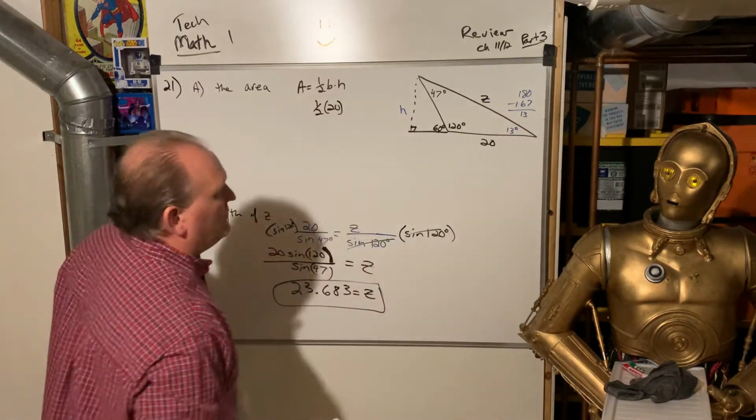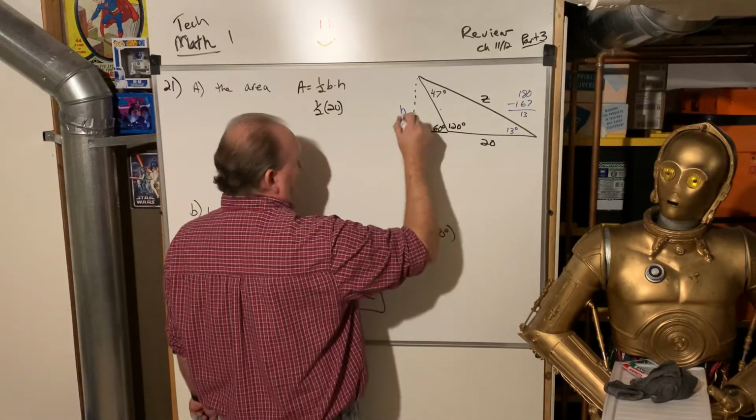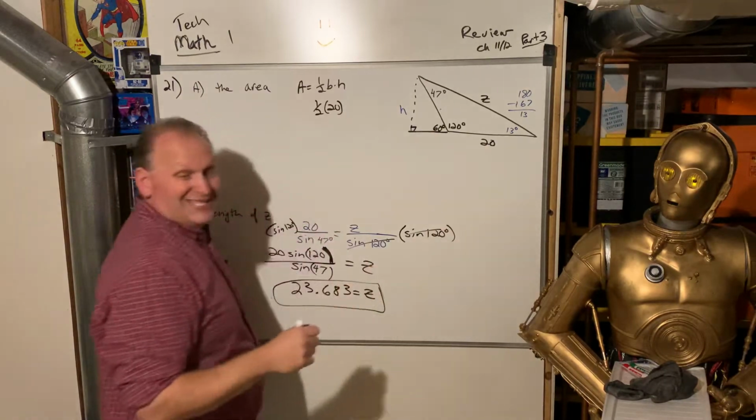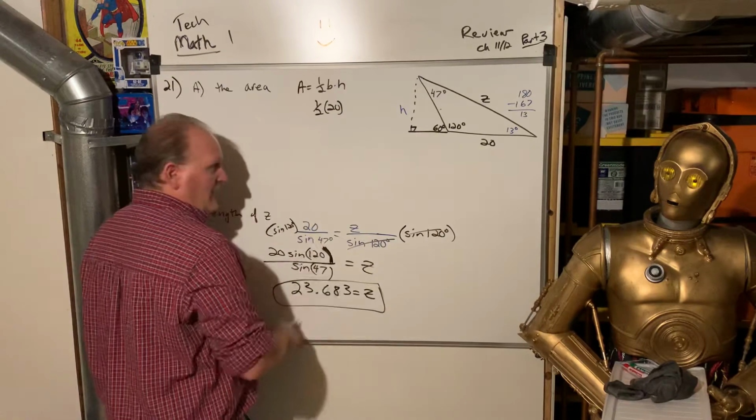Why would I do that? Because I need this side before I can work this triangle to find the height. This is what I need. This is a really hard problem. The area, anyway. The rest wasn't bad.